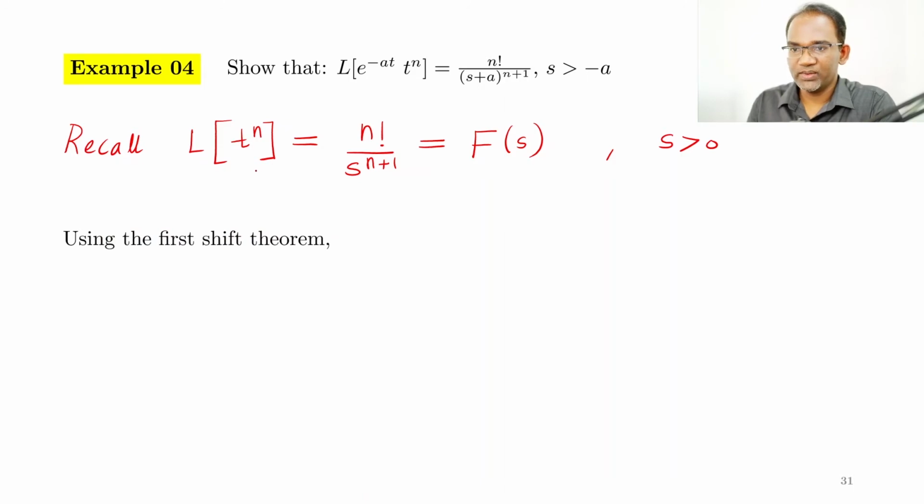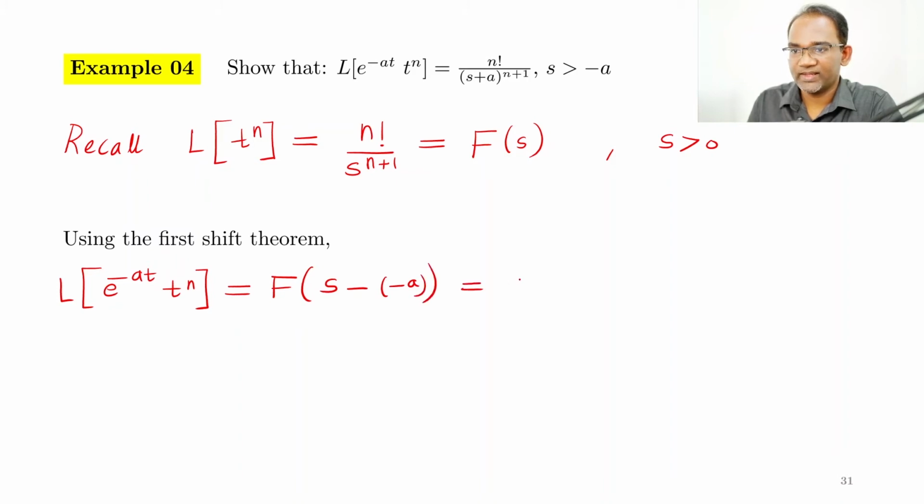Now, when you use the first shift theorem, we have the Laplace transform of e raised to minus at, t raised to n. This is nothing but F(s minus minus a), that is equal to F(s plus a). And this is equal to n factorial over (s plus a) to the power of n plus 1, provided s greater than minus a.